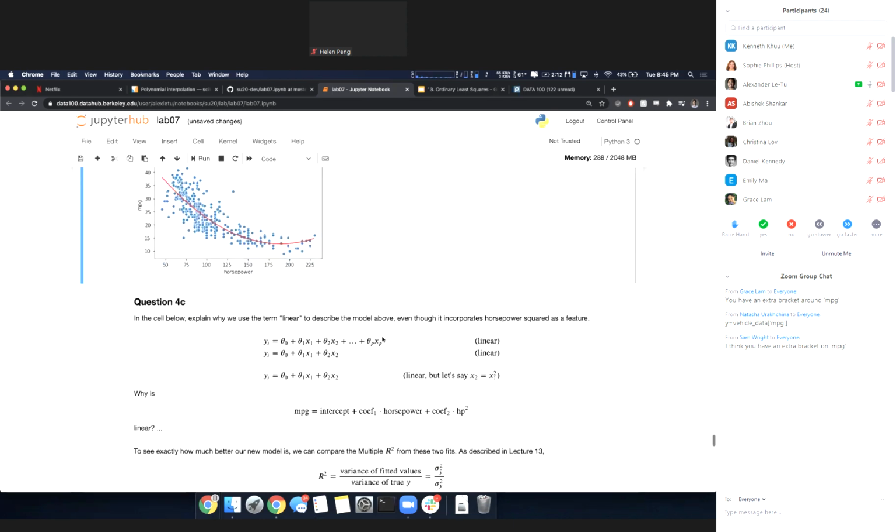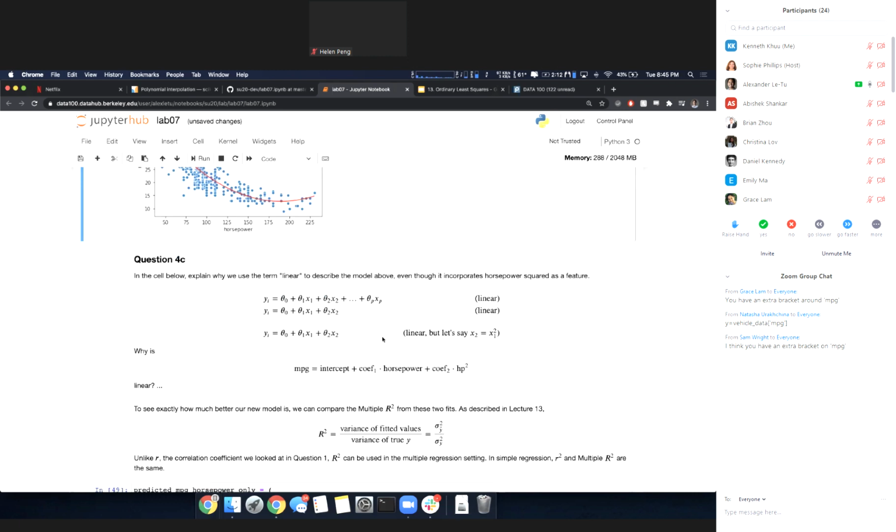Cool. Okay, so 4C. In this cell below, explain why the term linear is used to describe the model above, even though it incorporates horsepower squared as a feature. This is a concept where polynomial interpolation comes into play. Even though some of our data itself is squared, we're still linear in the features themselves. In other words, if we were just given the horsepower squared already, we're not doing anything differently than we did before with the linear model, right?